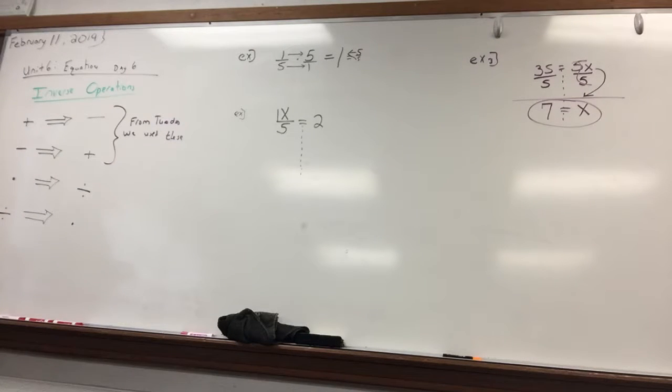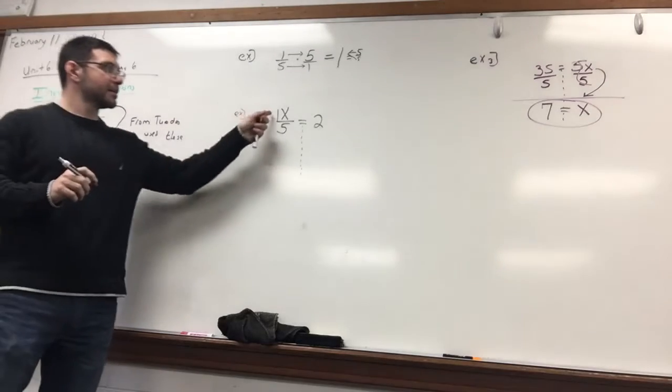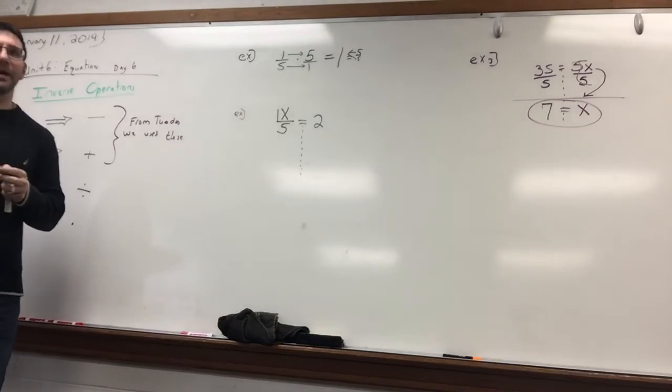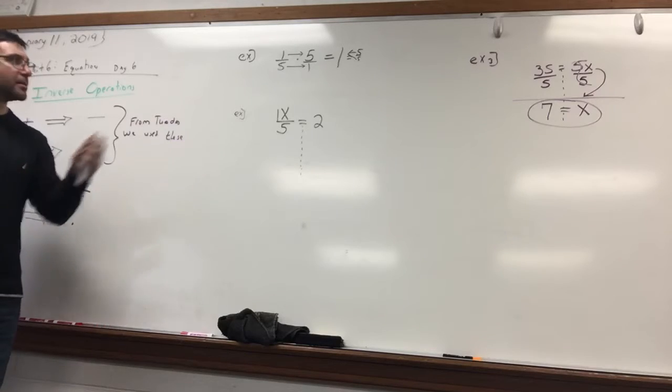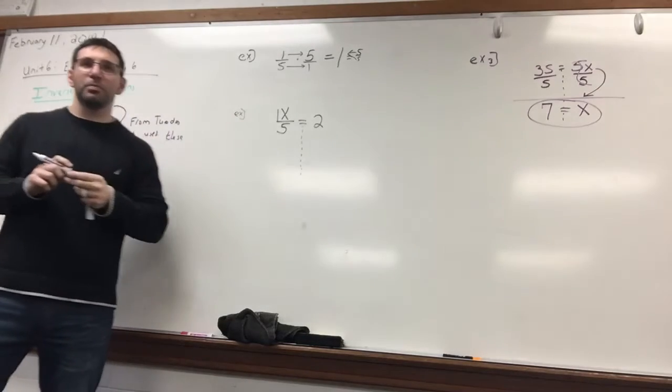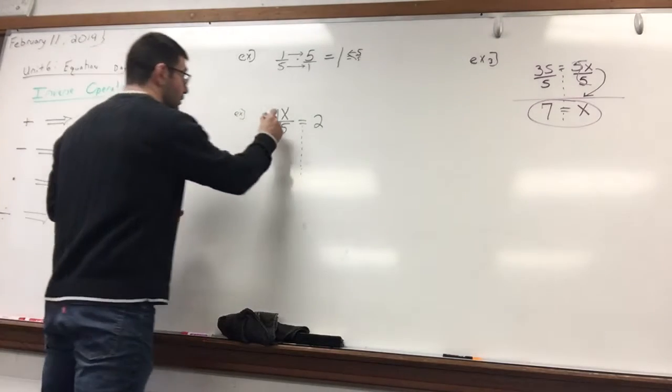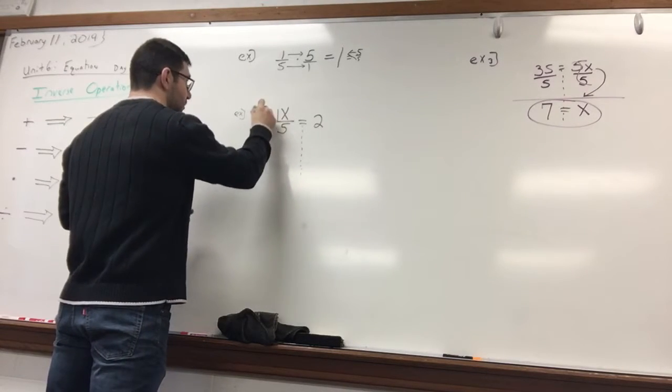What do we have to multiply by? If we have 1/5, what do we have to multiply by to get x isolated? So to get 1x. So if we had 1/5, what did we have to multiply it by? By 5. We multiply by what's in the denominator.